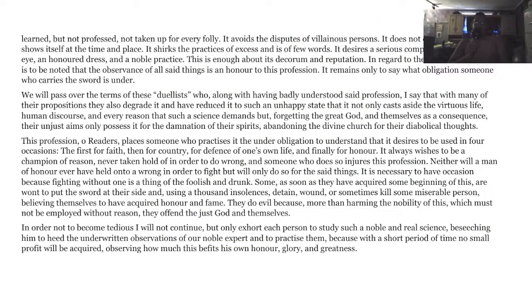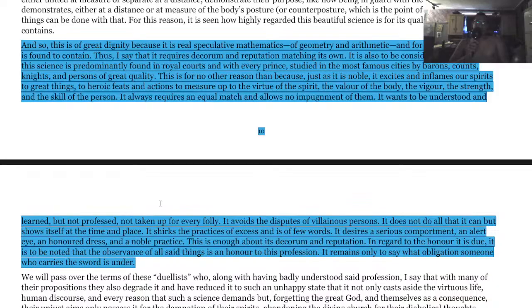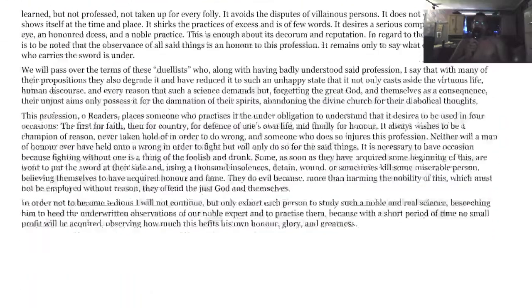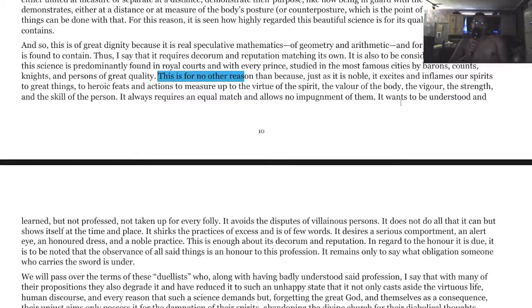A true pursuer of knowledge is a noble, and this science also deserves such nobility as the other pursuits, man. Because that's powerful, dude. Let me read this again. And so, this is of great dignity because it is a real speculative mathematics of geometry and arithmetic, and for the many qualities it is found to contain.